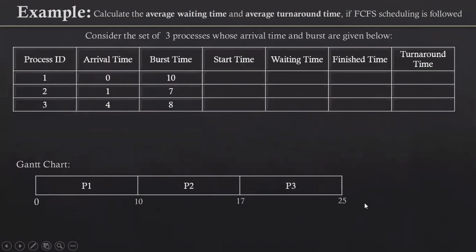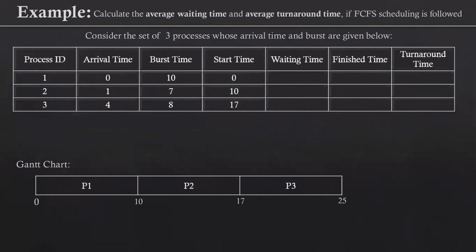Now that we have the Gantt chart, we can create the start time, waiting time, finish time, and turnaround time. So the start time, we can get it from the Gantt chart. The start time of process 1 is 0. The start time of process 2 is 10. The start time of process 3 is 17.